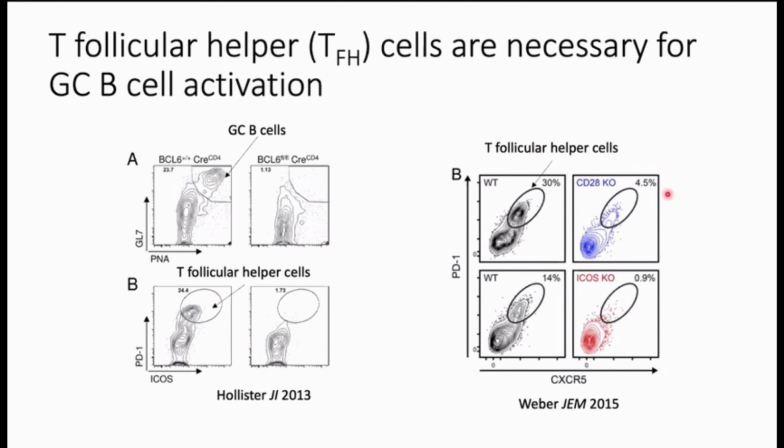You can also lose TFHs through other mechanisms. And again, the TFHs are within this circled population. You can see in ICOS knockout mice that you lose TFHs. So you'd also assume that you would lose GC B cells in the periphery, and that has been shown. And so we decided to use this ICOS knockout mouse to see if we would also lose our class switched B cells in the thymus, because that would suggest that they're dependent on TFHs.